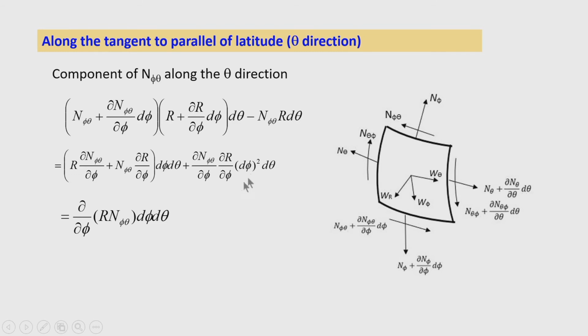So, cancelling this term, which is a very small quantity, we ultimately get this, because this del n phi theta and this r can be combined, and we get r into n phi theta and its derivative with respect to phi, del by del phi of r n phi theta, into d phi d theta. So, one component is obtained. Similarly, the other component of forces in the theta direction is to be obtained.